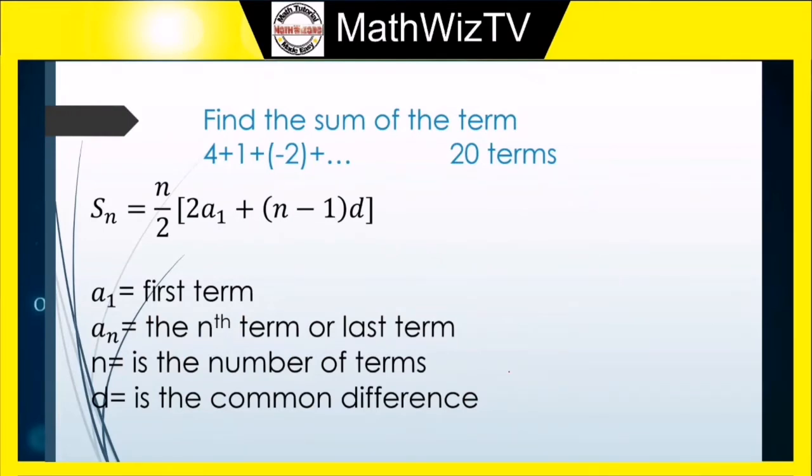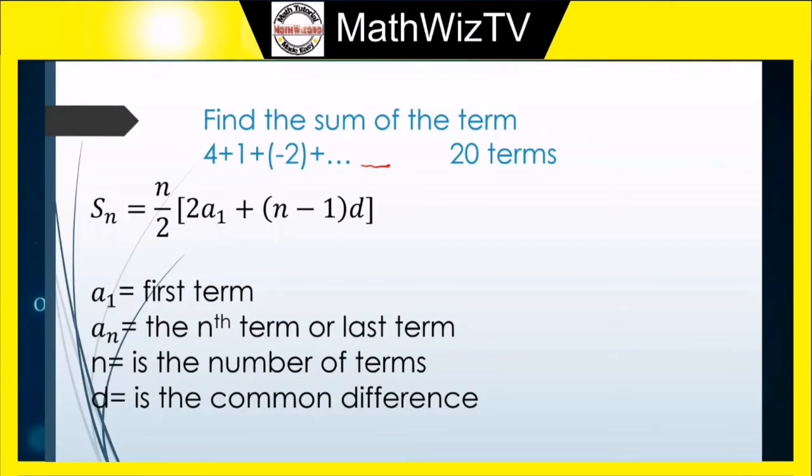Now, let us try to use the other formula. The first formula that I taught you is when a sub n is available. But in this case, a sub n is not available or not given, right? So we don't need to compute the a sub n or the last term. What we will do is just follow the formula. S sub n is equal to n divided by 2 multiplied to the quantity 2 times a sub 1 plus the quantity n minus 1 multiplied to d. Using the following values.